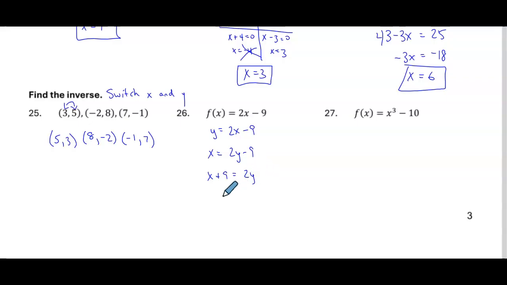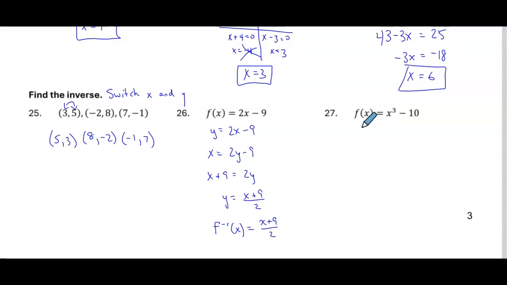Then I need to divide by 2, so y would equal x plus 9 over 2. And then I need to make sure it looks like an inverse. So f inverse is the way I write that, and it's x plus 9 over 2. If I were to have had a g, I would have written g inverse, so it just has to match.